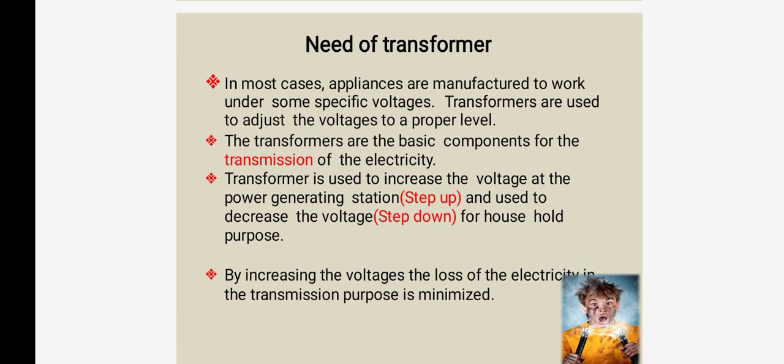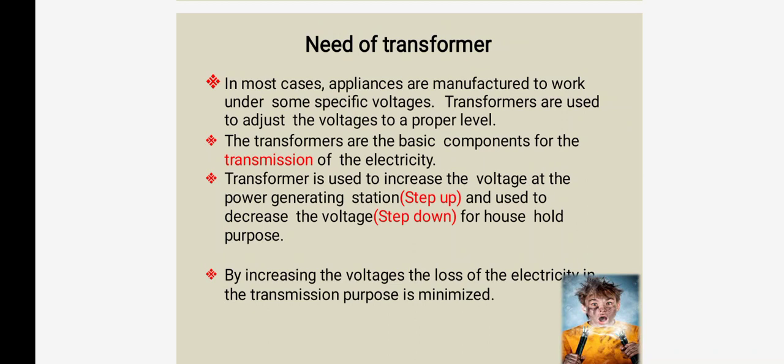In most cases, appliances are manufactured to work under some specific voltages. So transformers are used to adjust this voltage to the proper level. The major function of the transformer is that a fixed voltage is converted to a variable voltage. Transformers are a basic component of the transmission of electricity. They also help to transfer electrical generator energy from one part to another part. That is another major function of the transformer.